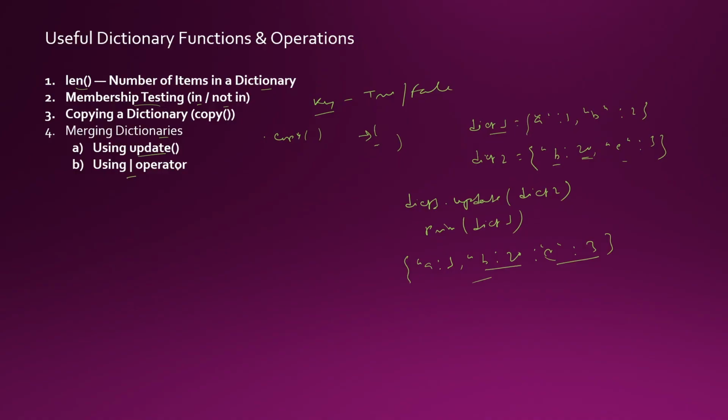Another is the pipe operator. It was introduced in Python 3.9 and above versions. Using this pipe operator, when we merge two dictionaries, it will create a new dictionary. For example, if I write dict1, a pipe, and dict2, it will create a new dict, suppose dict3, a new dictionary, and you can print the new dictionary dict3. So using update, we can update our existing dictionary, and using the pipe operator, we can merge our dictionaries and create a completely new dictionary.